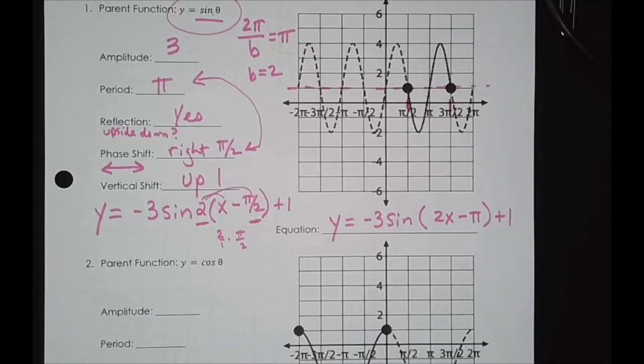I'll tell you right now what's going to be the tricky part, because we're going to be doing this again and again. The tricky part will be when it's tangent and cotangent, what's the period? Because when you set this on 0, pi is the period.